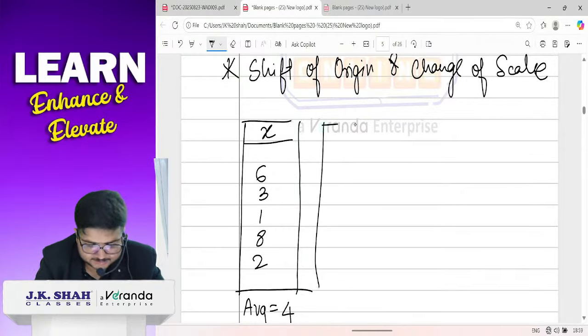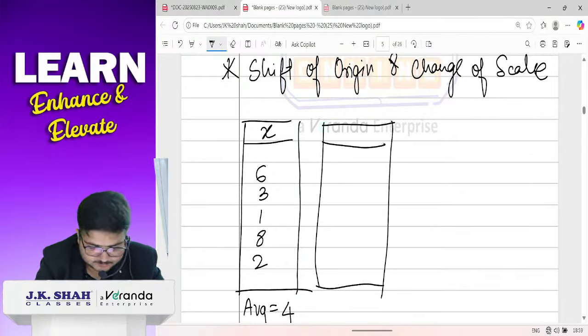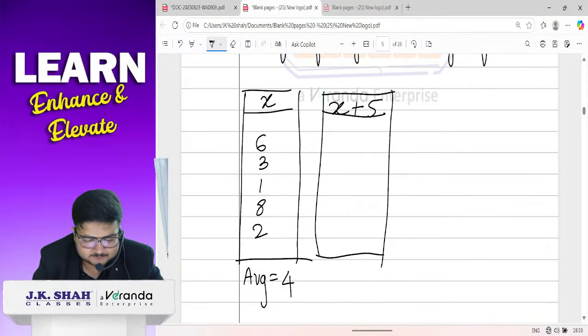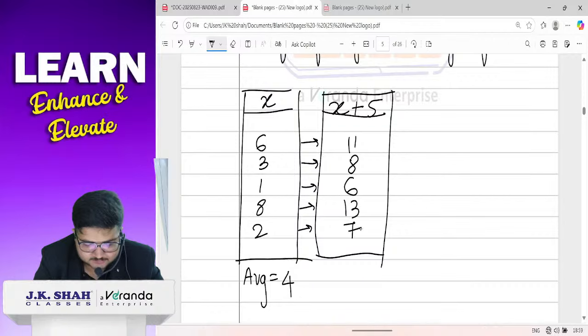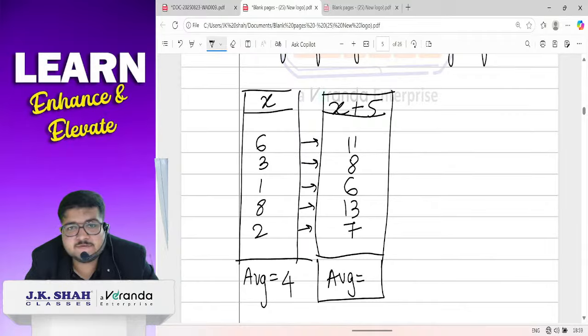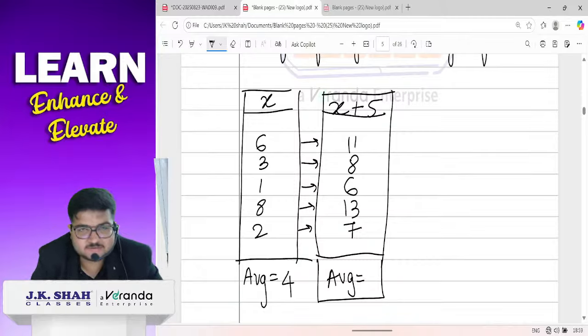The thing that I am trying to tell you, I have taught you if you remember. If I add 5 to all the digits, what will happen? All the digits will be increased by 5: 11, 8, 6, 13, 7. Then what will be the average of this? You don't have to calculate the average by the lengthy method. It is a shortcut. The points to remember are basically tricks.